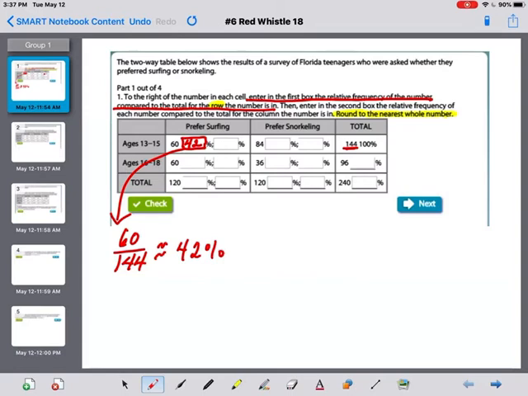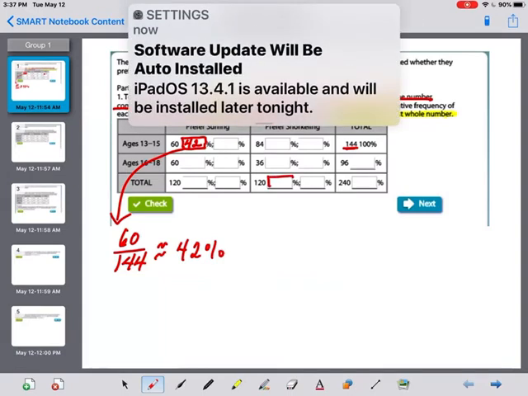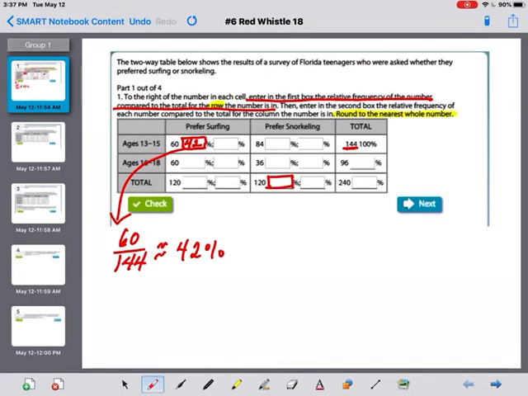Let's take a look at another one. Let's say I wanted to do the same thing for this box down here. Here the number in the box is 120, and I want to divide that by the total for that row, which is 240. Again, I can divide on my calculator and multiply by 100. A lot of you might realize that 120 is half of 240, so that's going to work out to be 50%. So I'm going to put that in the box. That's how you would do all of the first boxes for each category.